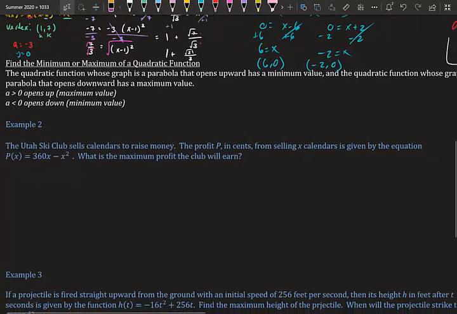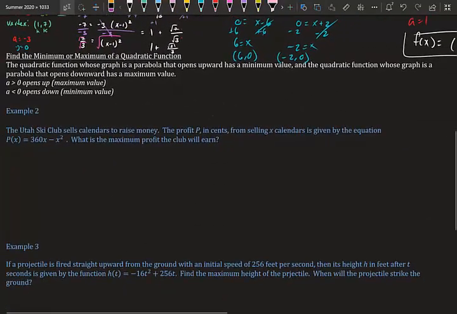All right, I kind of talked about minimum and maximum in the previous video. So the quadratic function whose graph is a parabola that opens upward has a minimum value, and the quadratic function whose graph is a parabola that opens downward has a maximum value. So if it opens up, it's maximum. If it opens down, it's minimum.